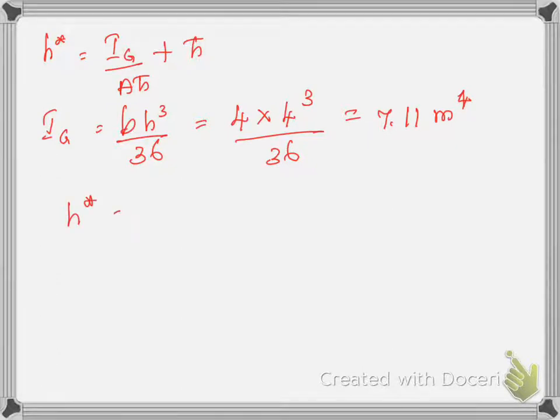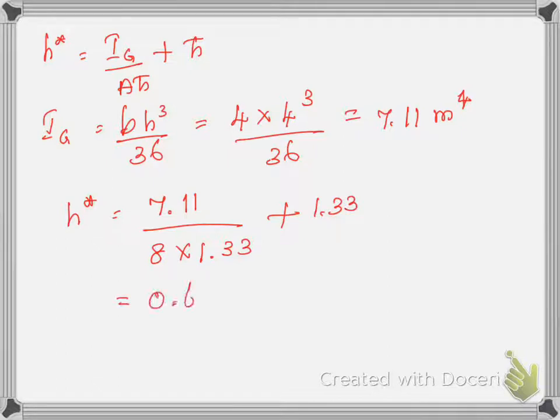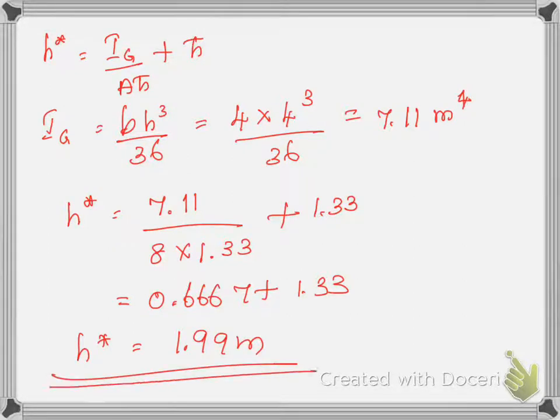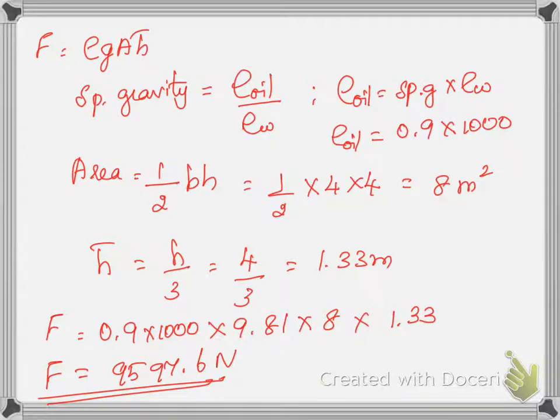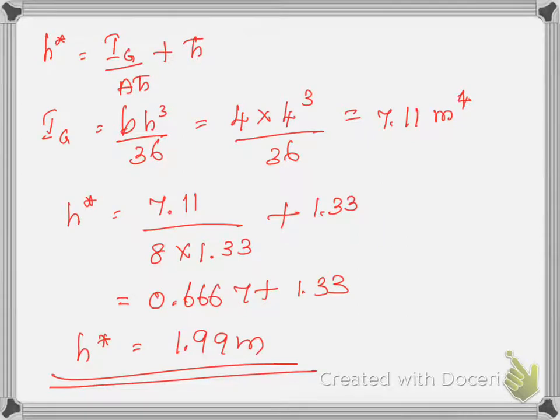So H star is equal to, Ig value is 7.11, A value I have already calculated as 8 meter square, H bar value is also already calculated, which is 1.33, plus 1.33. So which is 0.6667 plus 1.33. So my H star value will be equal to 1.99 meter. So this is my answer. So the force value is 9597.6 Newton and H star is 1.99 meter.